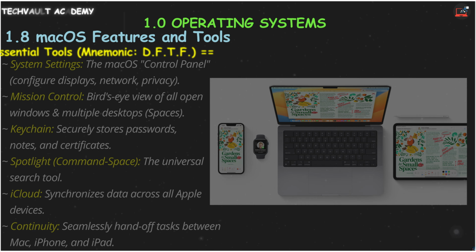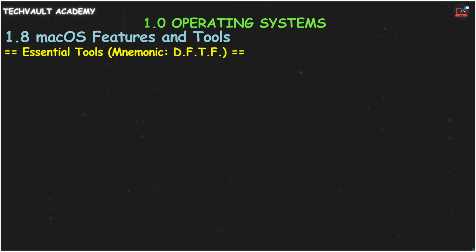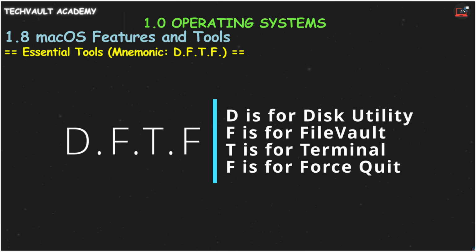Finally, let's cover 4 essential tools. Use the mnemonic DFTF. Dealing with failure takes focus. D is for Disk Utility, where you manage storage, format drives, and create partitions. F is for FileVault, the macOS equivalent of BitLocker, providing full disk encryption to protect your data if your Mac is stolen.